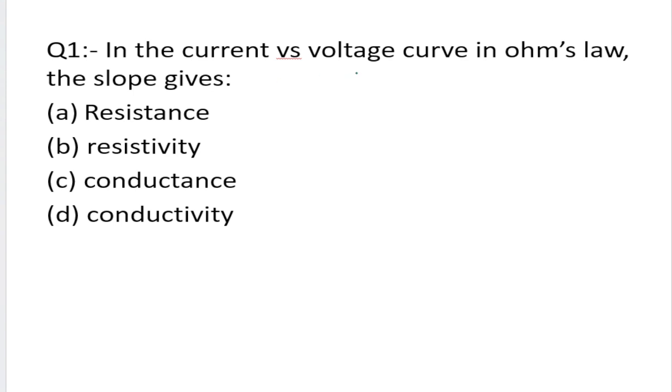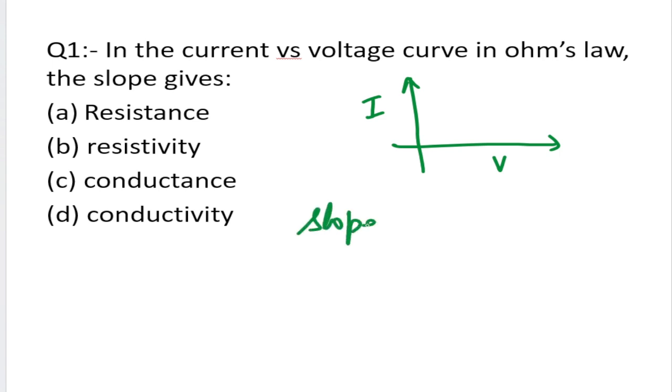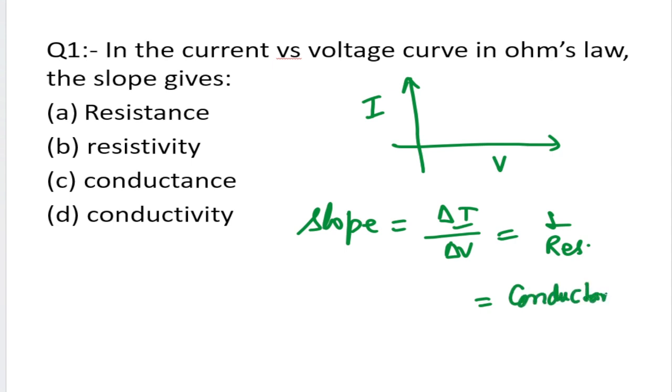In the current versus voltage curve in Ohm's law, the slope gives... If we take current on the y-axis and voltage on the x-axis, then the slope is equal to delta I upon delta V, and that is equal to 1 upon resistance, and the reciprocal of resistance is called the conductance. So this graph represents the conductance.